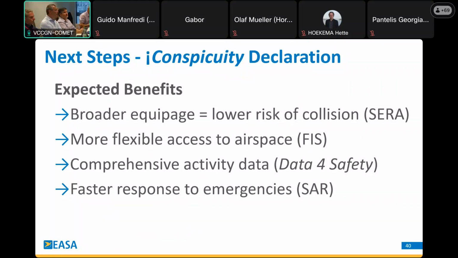And last but not least, for the end users, there is a clear benefit that if they are conspicuous, there is a possibility for faster response times for search and rescue. So pilots could be saved much earlier and treated in case of very bad outcomes.